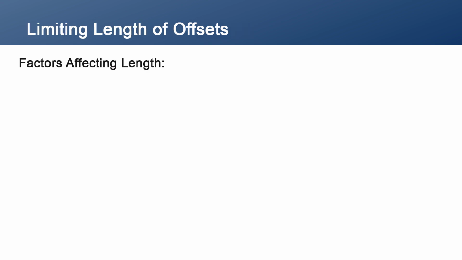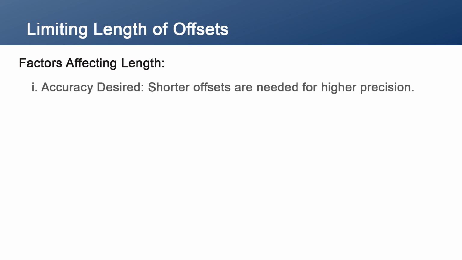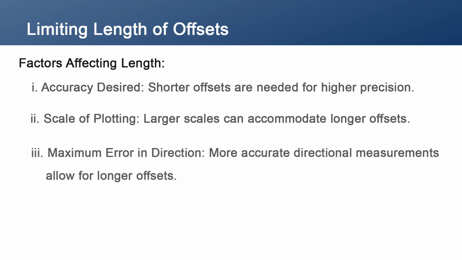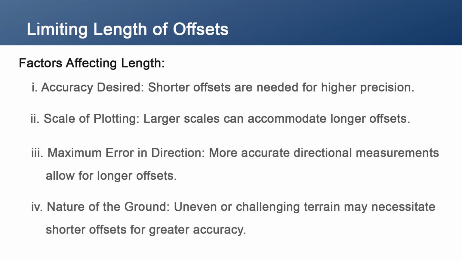Now, the allowable length of your offset is arbitrary. It depends on a few key factors. First, the accuracy: how precise do you need to be? More accuracy means shorter offsets. Next, the scale of the plotting. Third, the maximum errors in the direction. And the fourth, the nature of the ground.